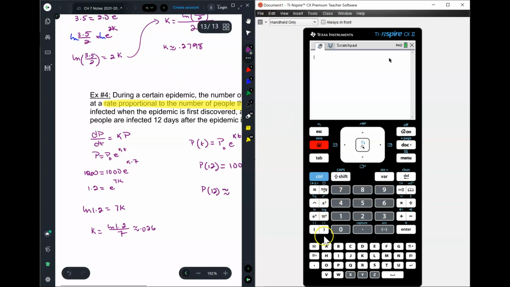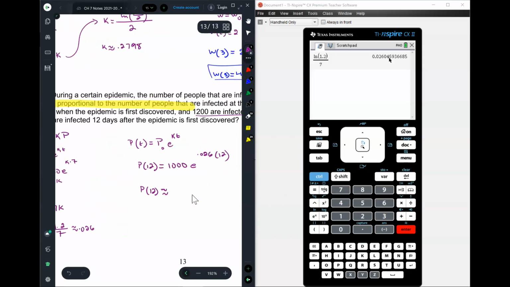So here's what we're going to have. We're going to have ln 1.2 over 7. So it's about this, right? And I write this just so I have something to insert into my formula. Then when I want to calculate the final answer, it's going to be 1,000 e to the power of, okay, here, put in the answer.